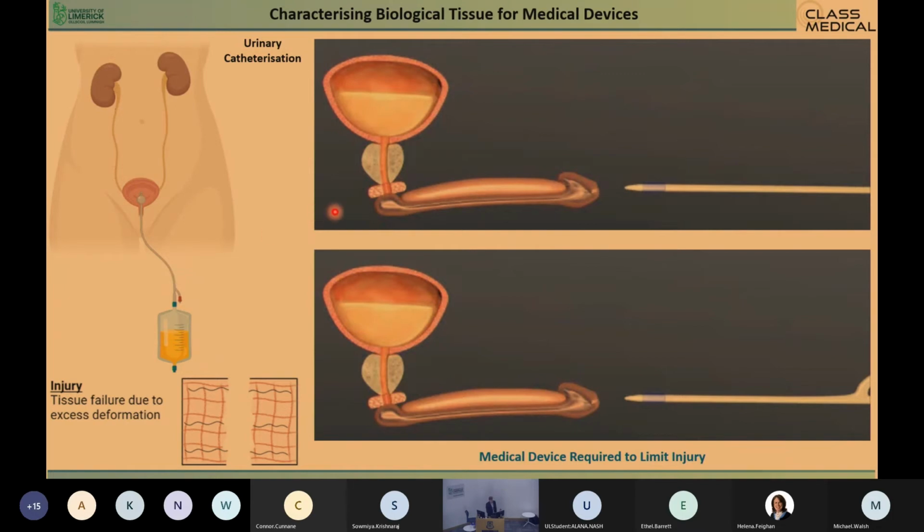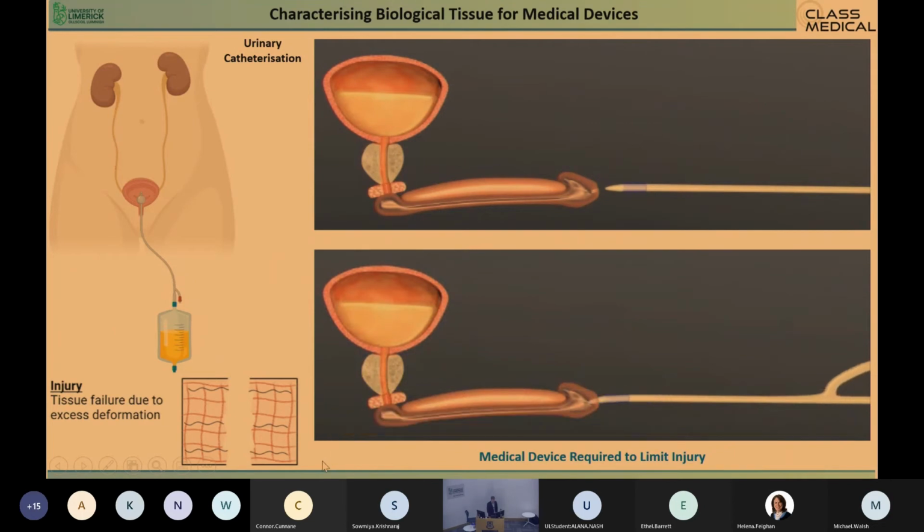Now, it's a blind procedure, and I'm going to try and play these videos here. It's a blind procedure, and what is intended to happen is as follows. The catheter is inserted through the urethra into the bladder where it can drain the urine, and the anchoring balloon is inflated. So that's what happens 99% of the time.